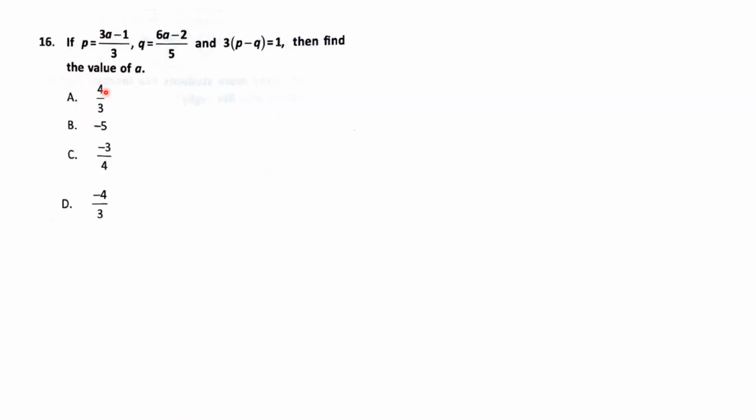So question number 16. It is given the value of P and Q and one relation is given: 3 times P minus Q is equal to 1. Then you have to find the value of A. So what I will do, first I am going to work on this relation. I will be finding out P minus Q first, because here it is given 3 times P minus Q is equal to 1.